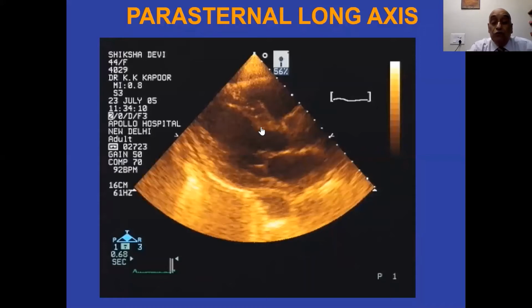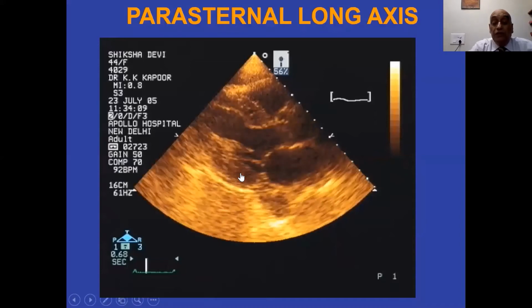You should have a good visualization of the endocardium of the IVS and the posterior wall, and a good visualization of the aortic valve and the mitral valve. So you can see the moving clip now. And now you can have some variations of this view. I'll go on to the next slide.